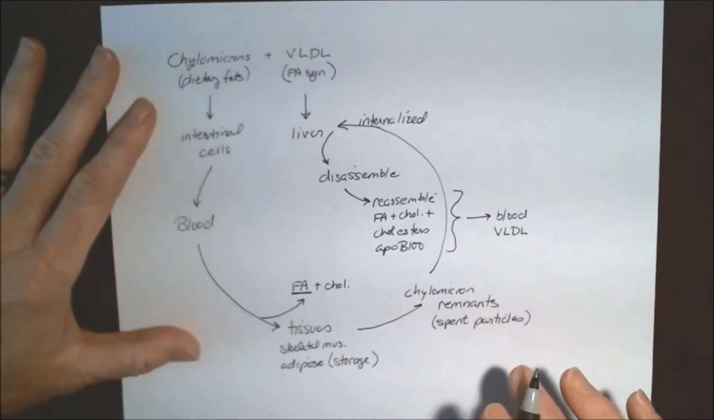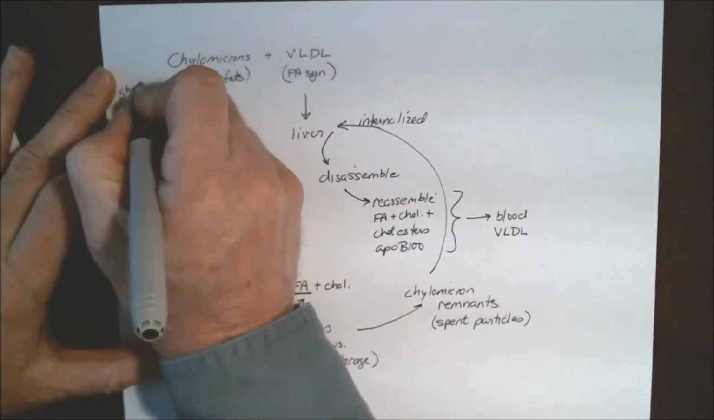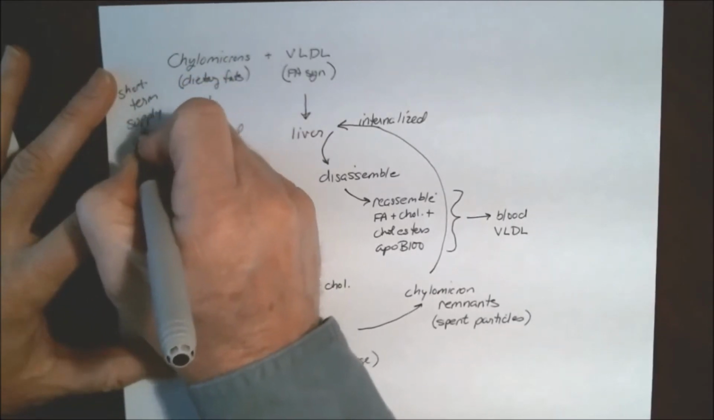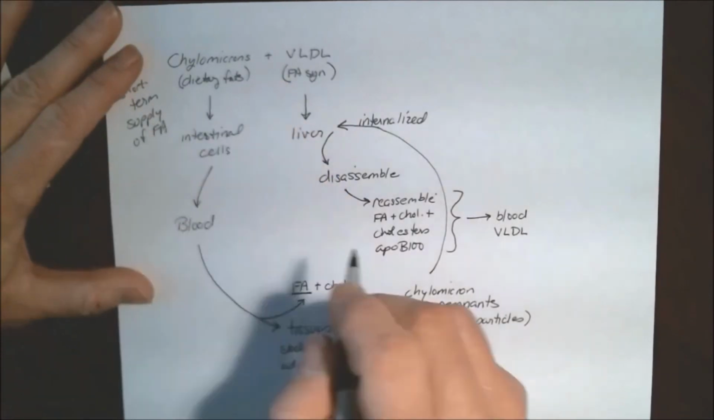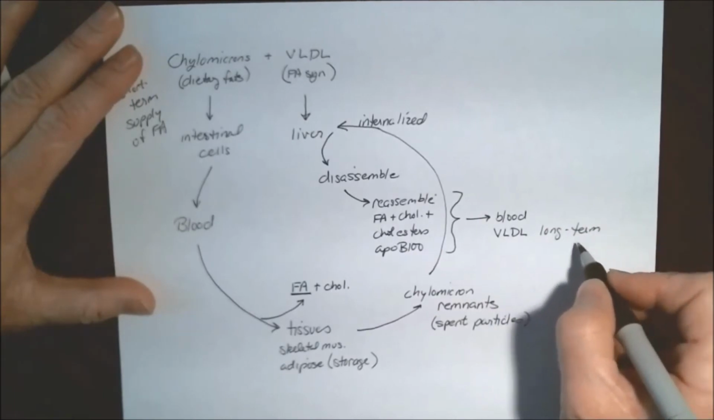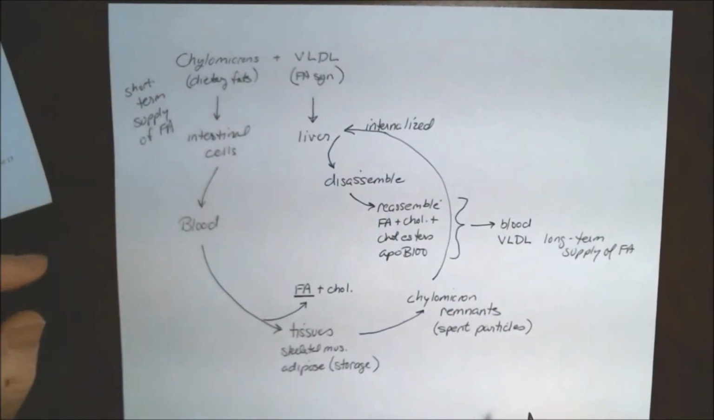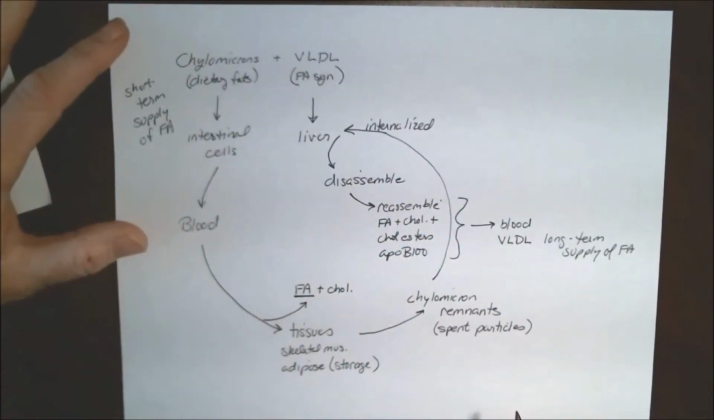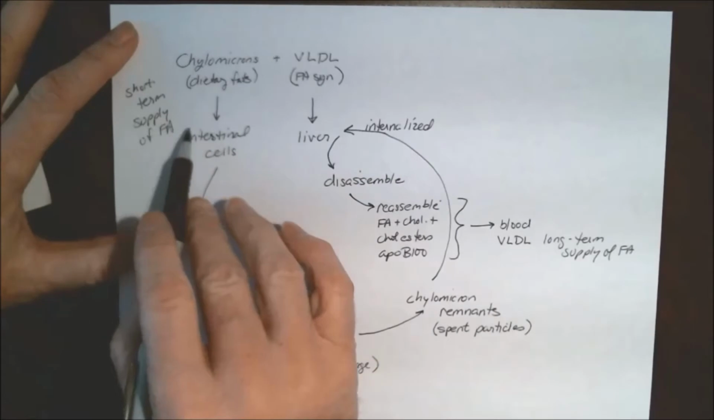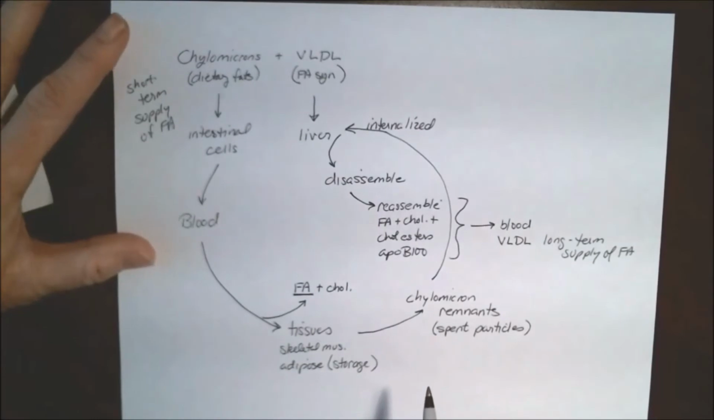So the pattern of lipid flow here basically is that the chylomicrons are a short-term supply of fat, fatty acids, and the VLDL in the blood is the long-term supply of fatty acids and ultimately also cholesterol. Now, this allows the body to make sure that there are fatty acids available at all times, both in the fed, postprandial period, and in the fasting period through the VLDL.